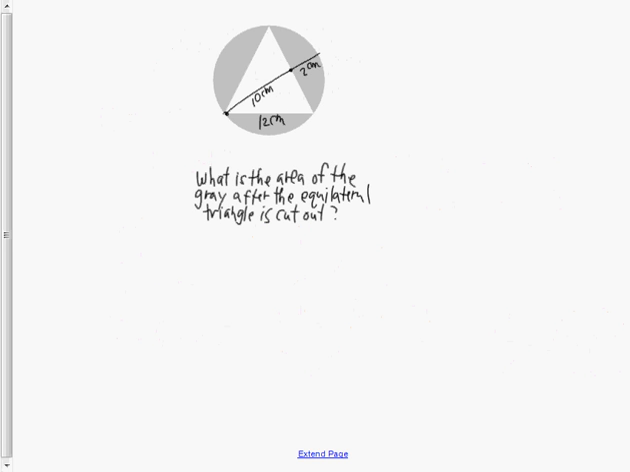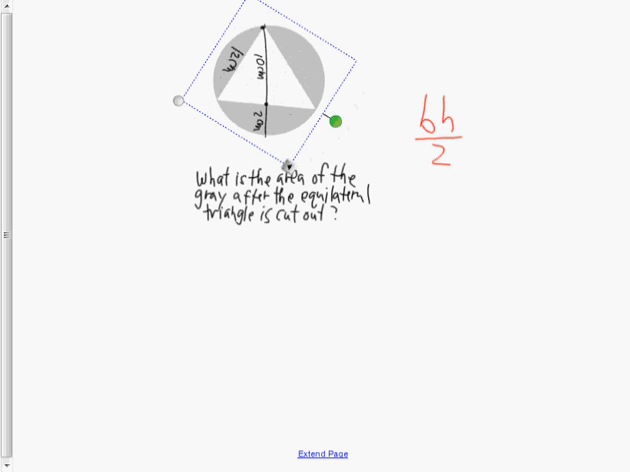The next question is a little tricky. It says, what's the area of the gray after the equilateral triangle is cut out? Well, equilateral triangle means that all of these sides are 12 centimeters long. But in order to find the area of that triangle, I need to use this formula. So if I was to rotate this triangle here, we can assume that that's 90 degrees.